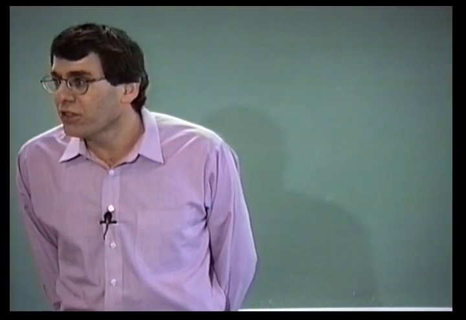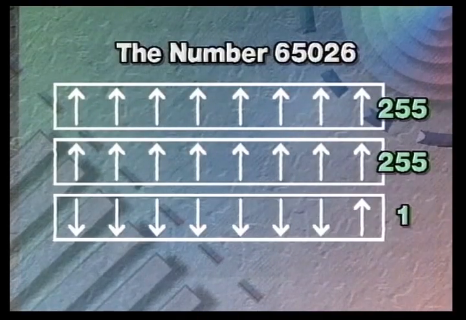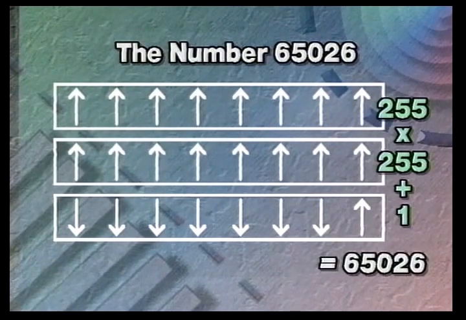But what if you had to store 65,026? What would you do? Well, then you'd need one more panel. Put another panel here, and we'll just turn on the last switch, which gives us a 1. So to get 65,026, we light up one panel completely, light up the next panel completely, multiply those 2 panels together, and add the value in the third panel. So it only takes 3 panels to represent the number 65,026.